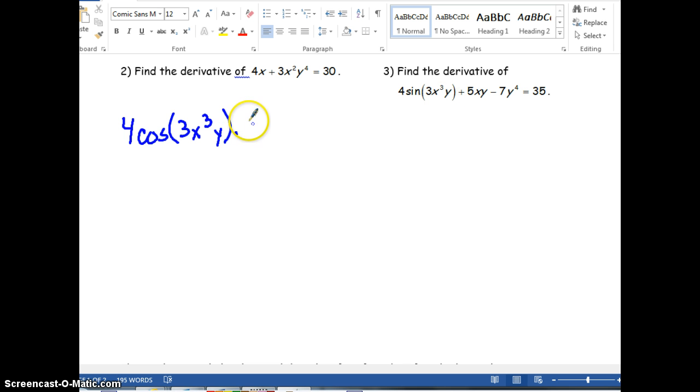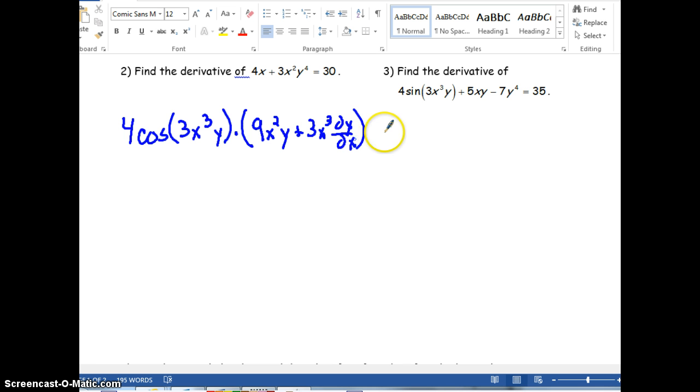That's going to be product rule. So these are multiplied together here. This is going to be 9x squared y plus 3x to the third dy over dx. Again, anytime you take the derivative of y, you need the dy dx there. The derivative of y in this case would just be a 1.